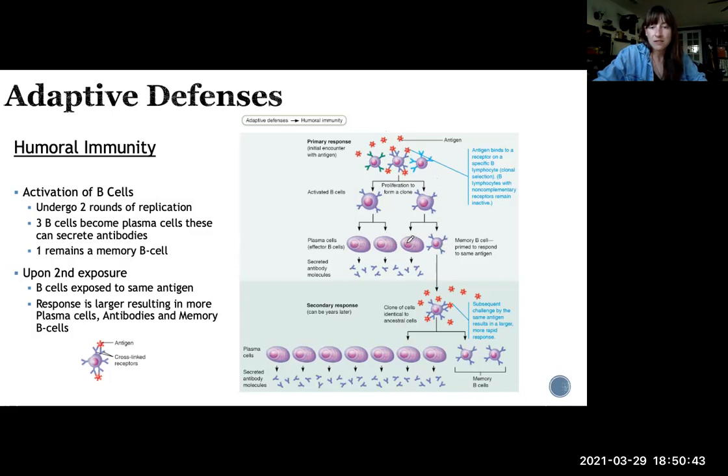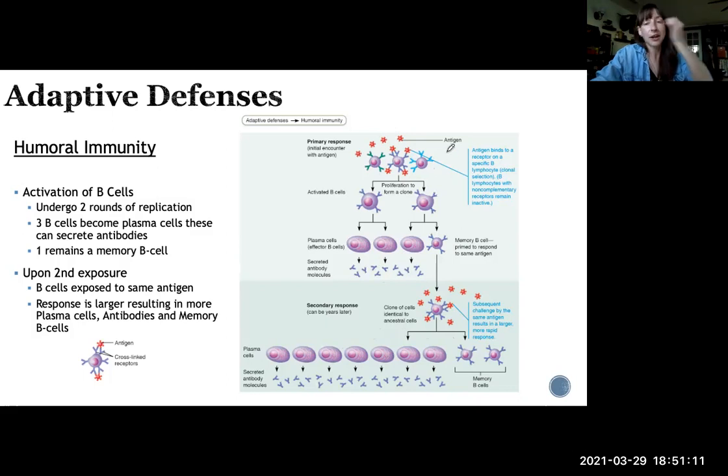3 of those cells are going to become B cells that produce more antibodies. And 1 of them is going to be a memory B cell. So this guy is going to be in charge of looking out for this antigen again. And when it does, it's going to reproduce a ton more because it's going to recognize it faster and provide a stronger response, okay?